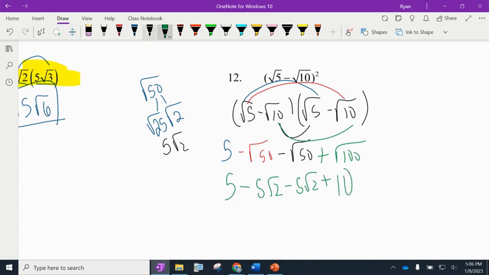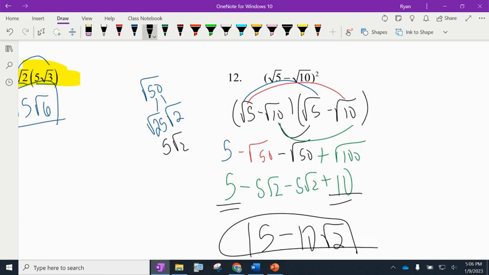Now, as far as our answer goes, 5 plus 10, I know that's 15. Negative 5 root 2 minus 5 root 2 is negative 10 square root of 2. And that's it.